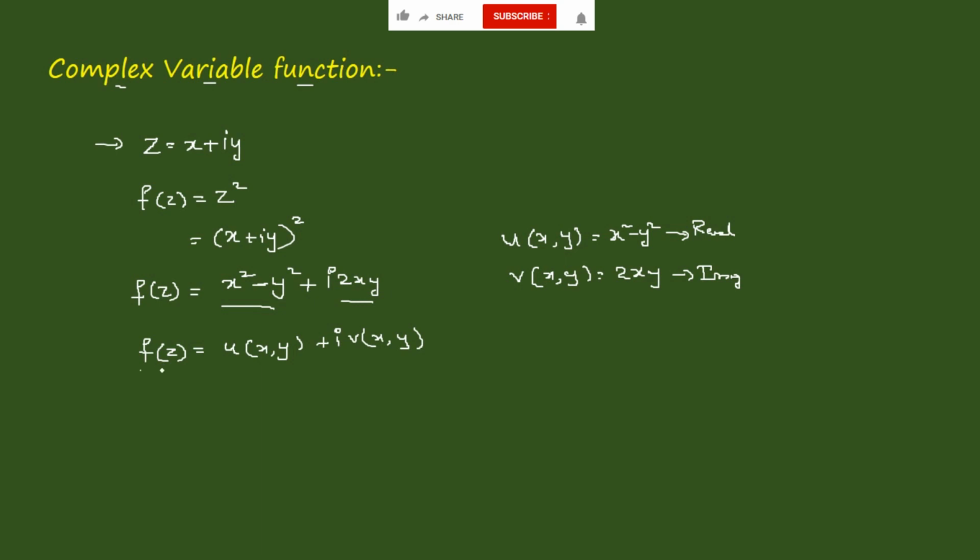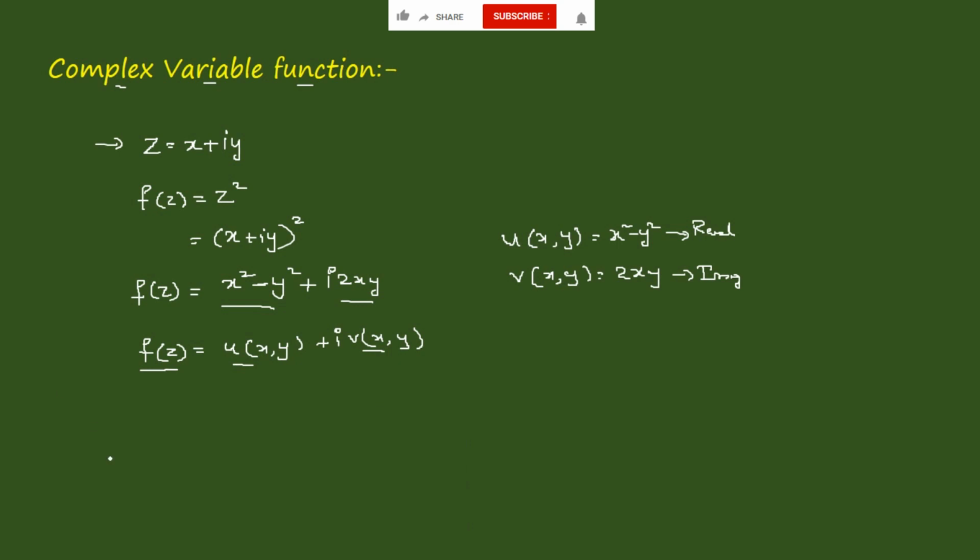Now f of z is called a complex variable function, as we can see that u and v are functions of x and y. So f of z is called a complex variable function.